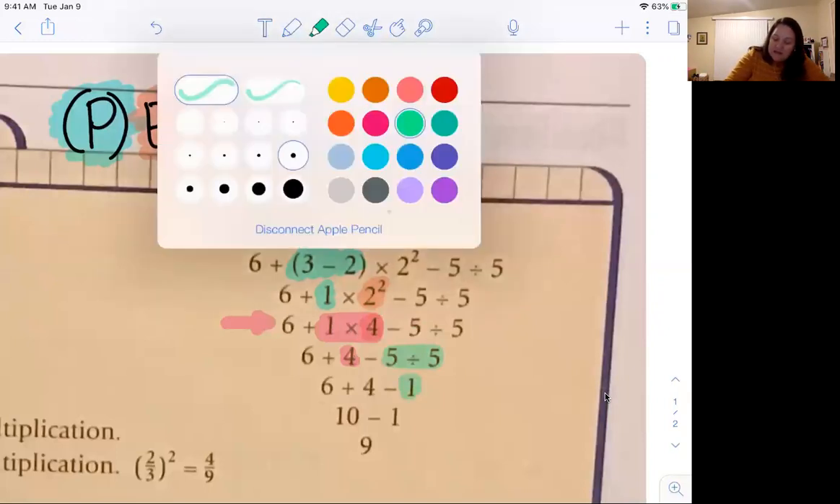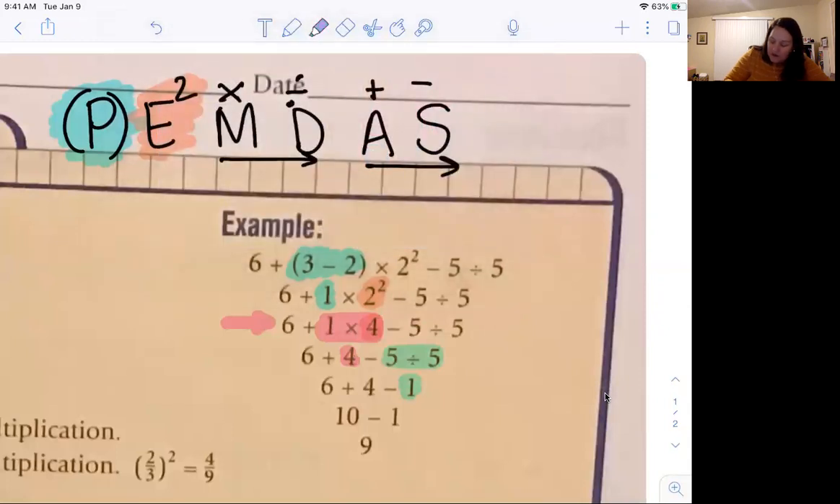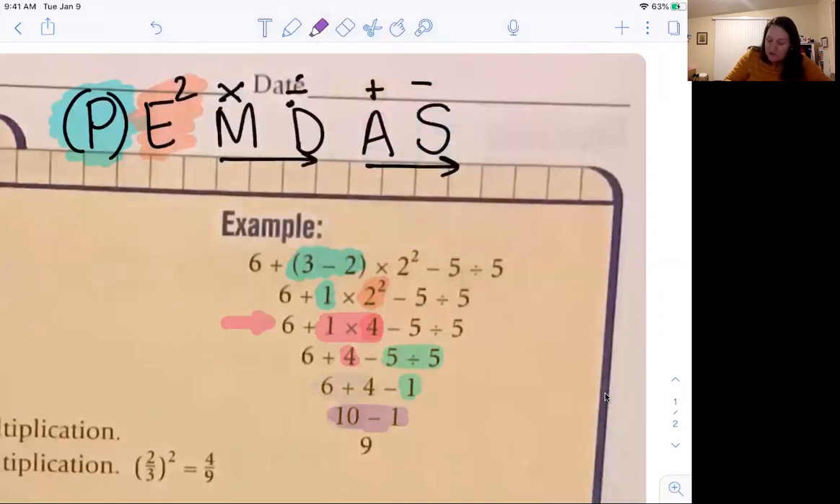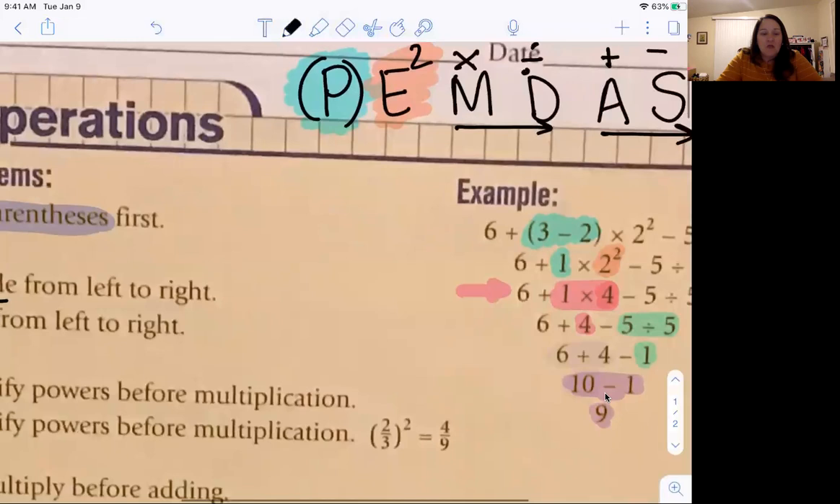Then we add and subtract in the order they appear. Well, we have an adding here, so 6 plus 4 is 10, okay? And then we're going to subtract: 10 minus 1 is 9. Now, if that's confusing, don't worry. We're going to be doing several of them today, and you guys are going to be pros with this very, very soon.